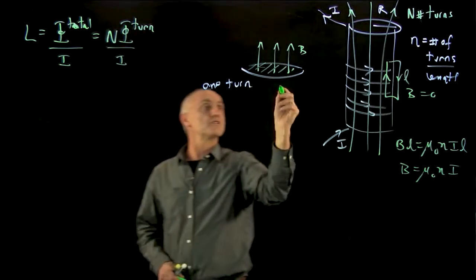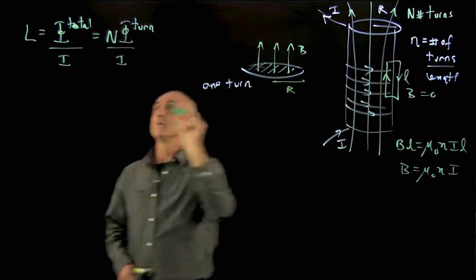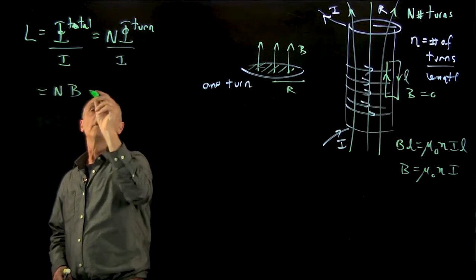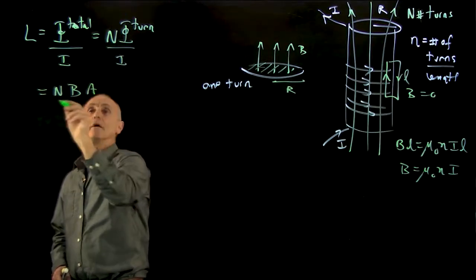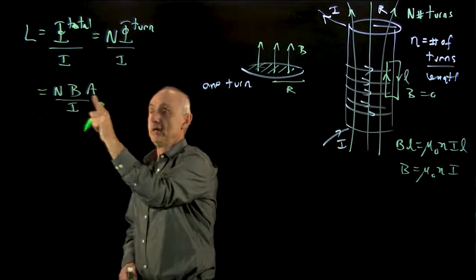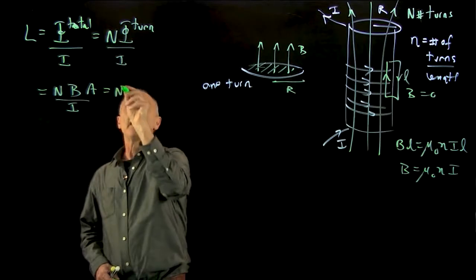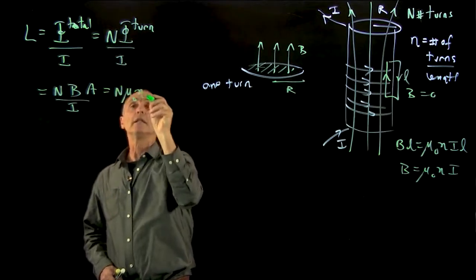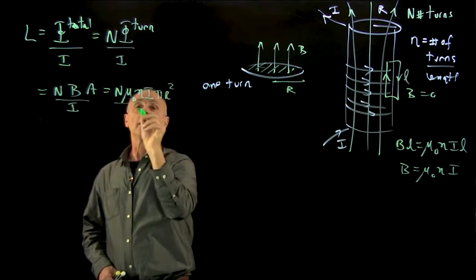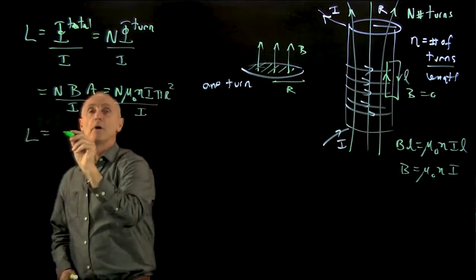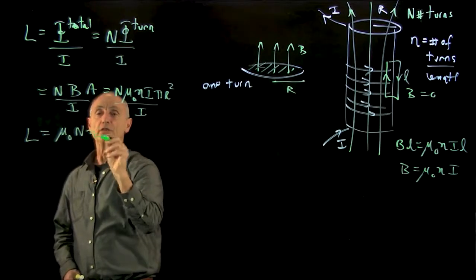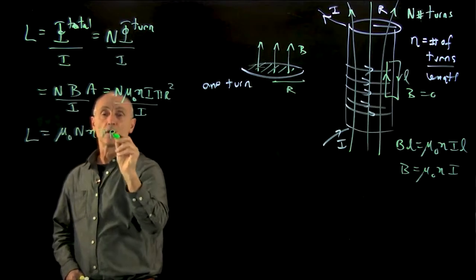Now, if this is a radius r, this is an easy calculation. It's N times the B field in the solenoid times the area. And this is easy to remember if you're a basketball fan, NBA. And so we have N times mu naught little n I, the area pi r squared, over I. And that's given by mu naught, capital N, the total number of turns, times the number density of turns, times pi r squared.